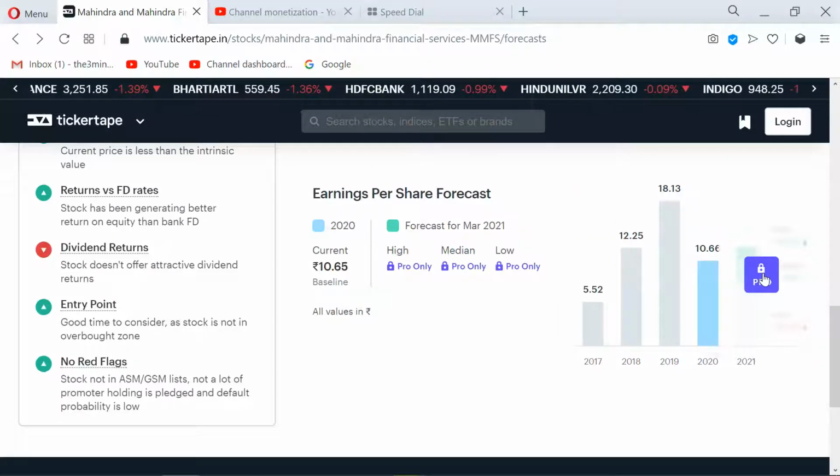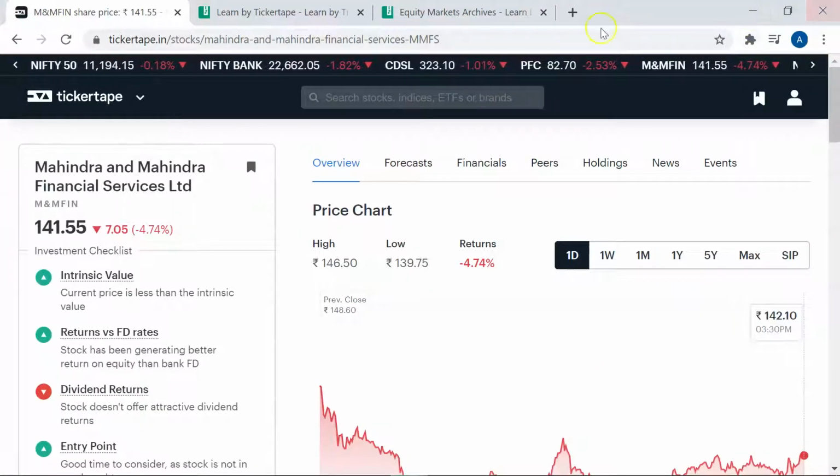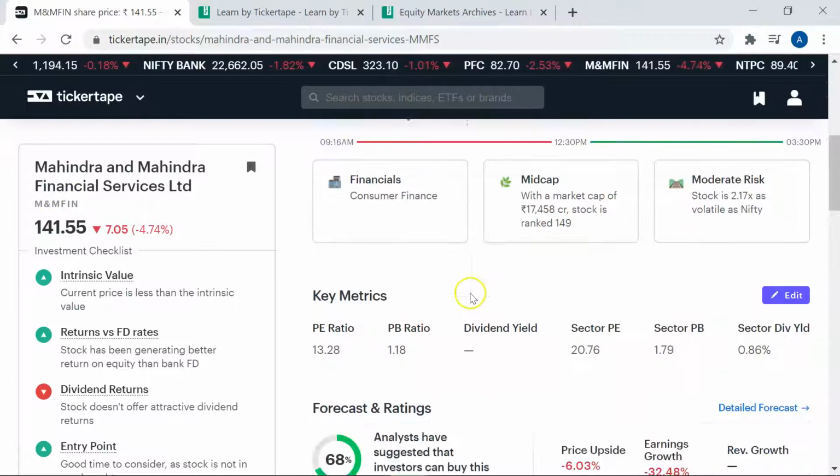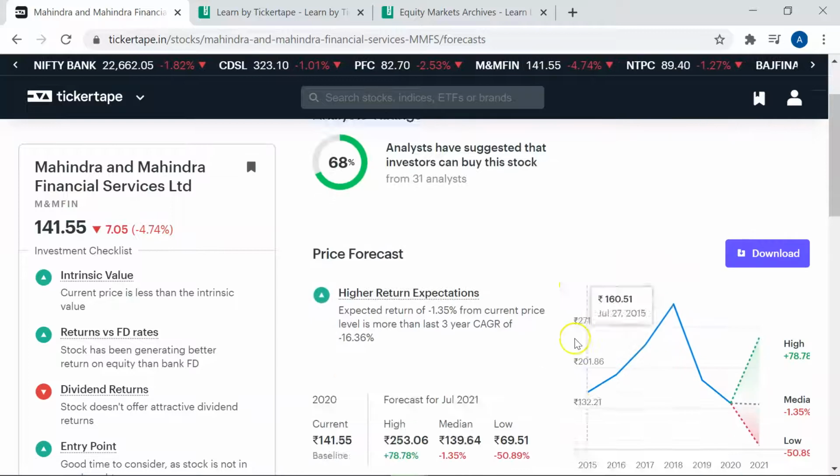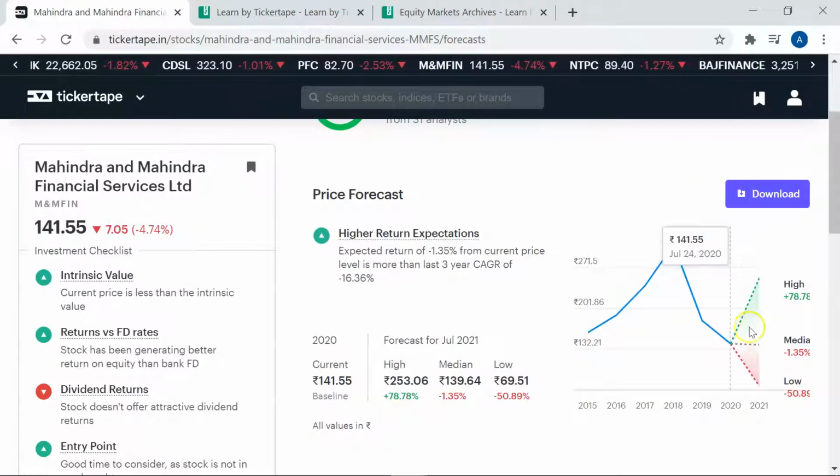I will show you how it looks for a pro member. As you can see, now we are going to see the same M&M Financial Services, how it is going to look for a pro member. When I go to the detailed forecast, it has given 3 graphs. The membership cost is around 100 plus rupees for 1 month, and there are a lot of discounts if you take it for 1 year or 6 months at a time.